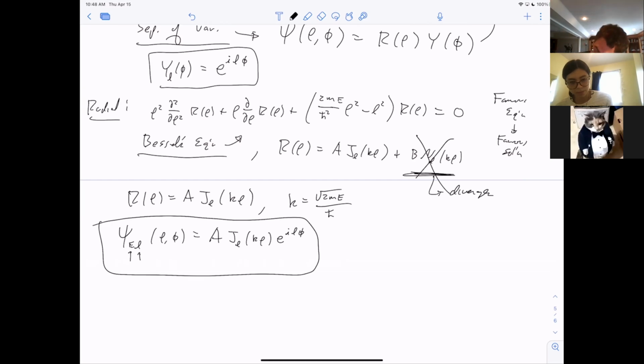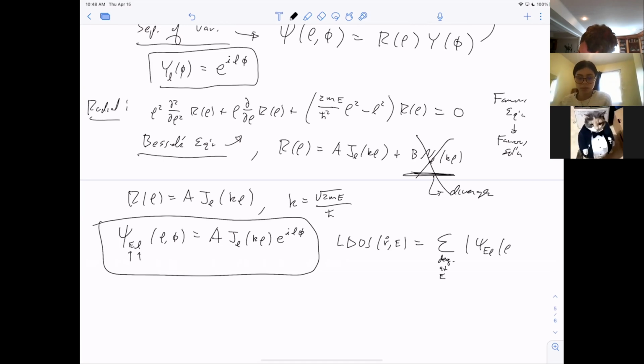But now it's in 2 dimensions. But that means that now we can find the local density of states, because the local density of states is just the sum of all the degenerate states of the wave function psi E L of rho phi squared.